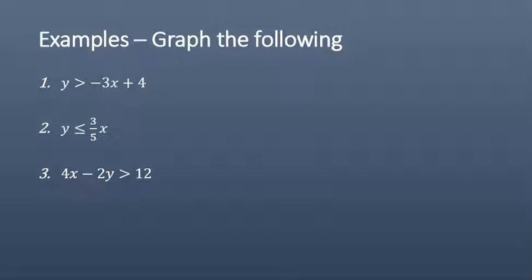All right, so we're going to look at 5 examples in total. The first 3 you see on the slide. The first one, y is greater than negative 3x plus 4. This is already solved for y, so I can use y-intercept and slope. The y-intercept would be 4, the slope would be negative 3. Since this is a strict inequality, greater than, I'm going to use a dashed line.